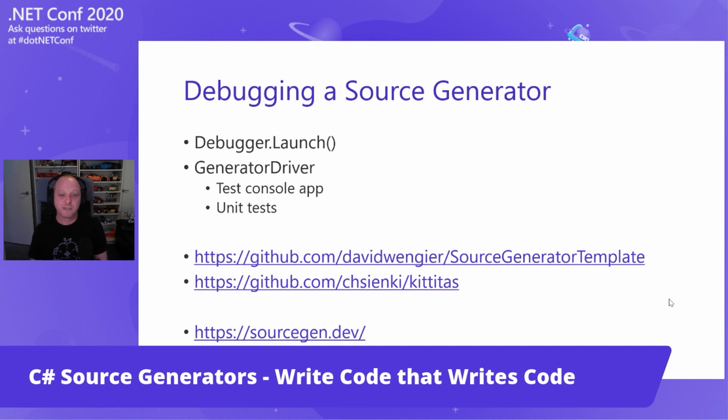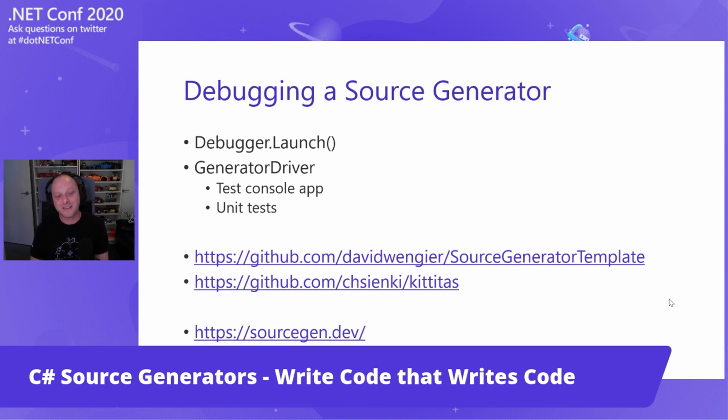If you want to get more serious about things, Chris has written a product called Kitatas. Chris is the developer on the compiler team who wrote all of the source generator stuff. So he knows what he's doing. And Kitatas is designed to enable debugging of source generators and analyzers. It's an MSBuild SDK. It's got a .NET global tool. It's a much more well thought out system.